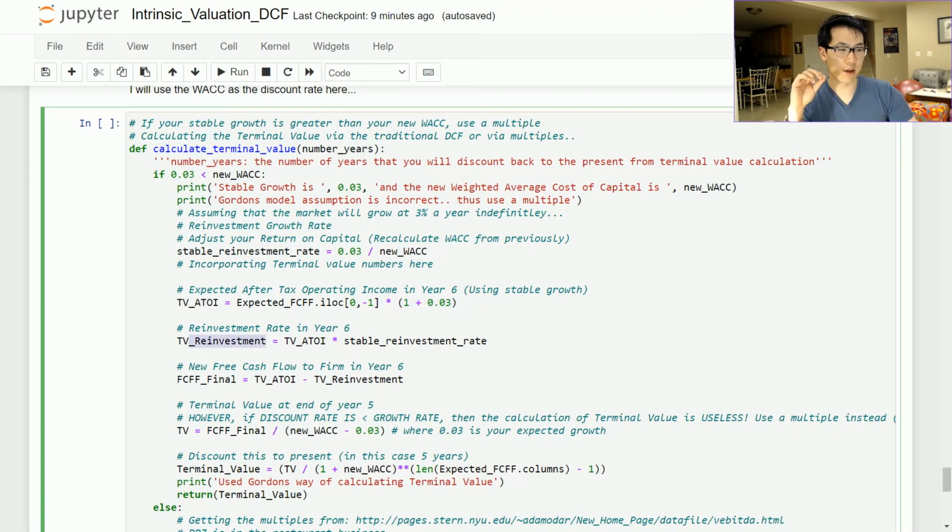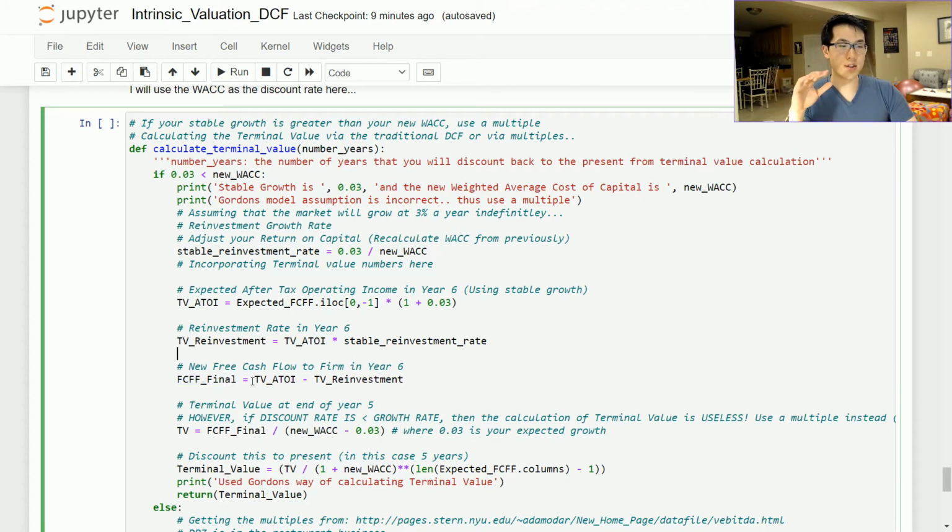For the terminal value of the reinvestment over here, just multiply your terminal value of your after-tax operating income by the stable reinvestment rate, and that is your terminal value of your reinvestment. Again, you just subtract your terminal value of your reinvestment from your terminal value of your after-tax operating income. And all the equations are explained over here if I was going a little too fast, or maybe I was not explaining something correctly, or that didn't really make sense.